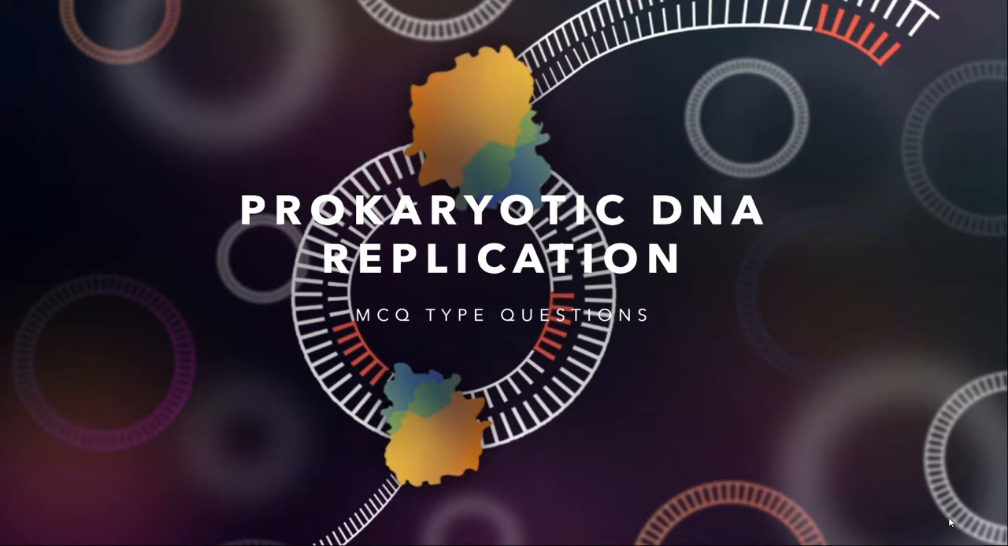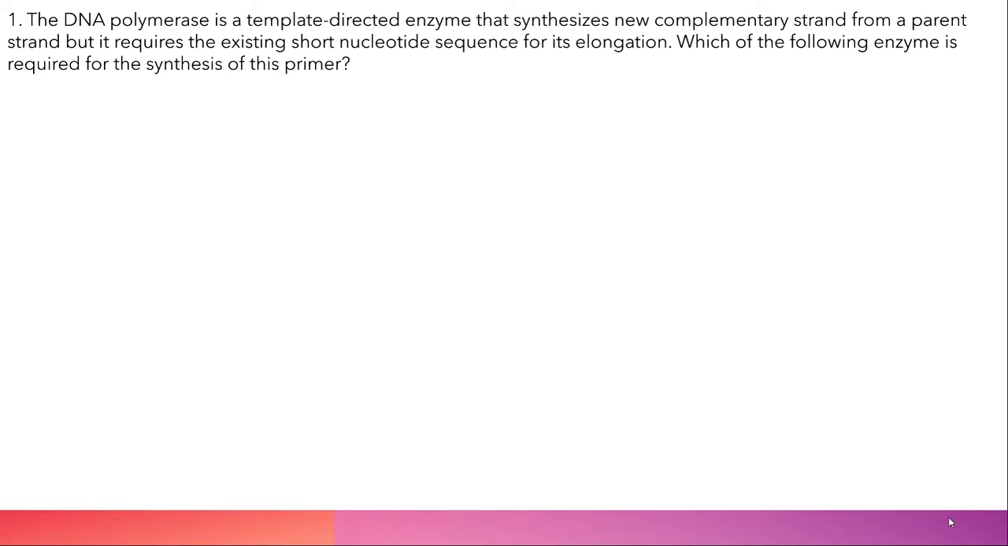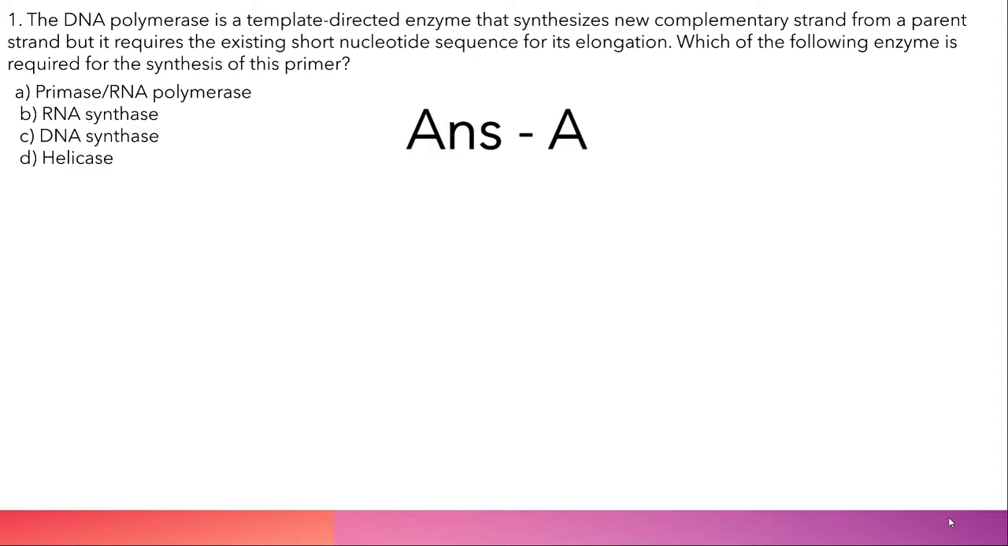So let's start. The first question is, the DNA polymerase is a template directed enzyme that synthesizes a new complementary strand from a parent strand, but it requires an existing short nucleotide sequence for its elongation. Which of the following is required for the synthesis of the primer? The options: A, primase or RNA polymerase; B, RNA synthase; C, DNA synthase; and D, helicase. Now pause the video and choose your desired one. The correct answer is option A, that is primase or RNA polymerase.